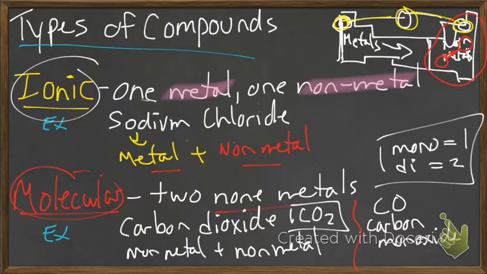And again, next video, we'll talk more about naming. Not important right now. Most important thing to remember, ionic is one metal and one nonmetal. Molecular, two nonmetals. And I also wrote none here. I hope someone caught that. It's actually supposed to be non.